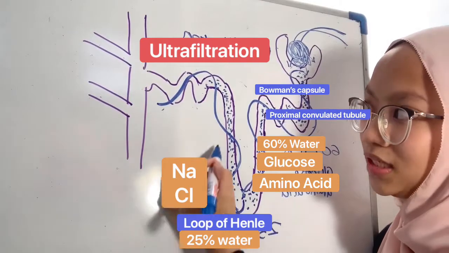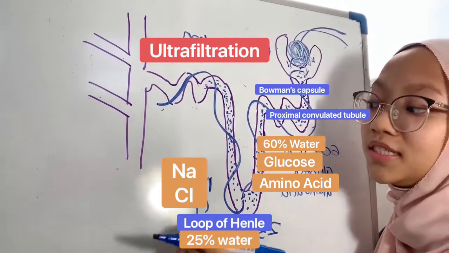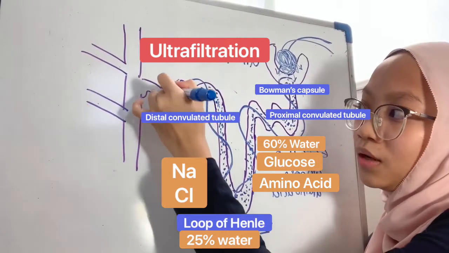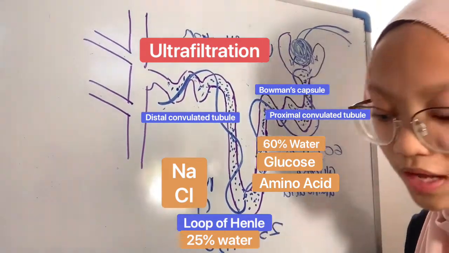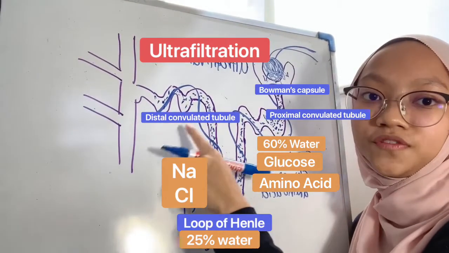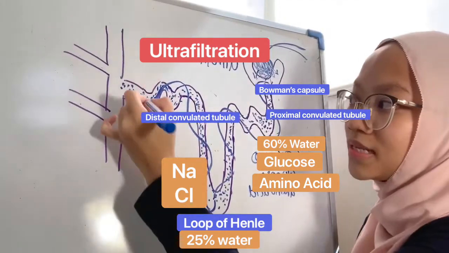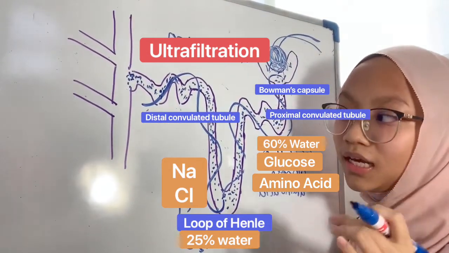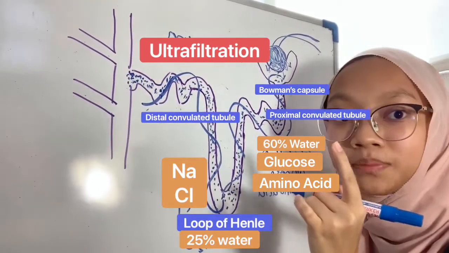So along kat sini, the urine will start to form. Tapi not yet form, it'll start to form. So here, when it arrives at the distal convoluted tubule, more water and more chloride and sodium ion will start to be reabsorbed. But at the distal convoluted tubule, around 10% to 15% of water will be reabsorbed. And then it reaches the collecting duct. So, sampai je dekat the collecting duct, dah about 99% water is already in the bloodstream. There's only 1% of water in the filtrate. And therefore, that 1% is known as urine.